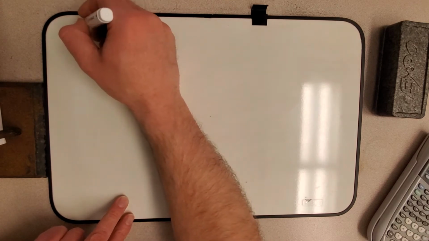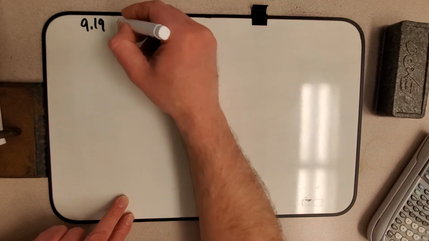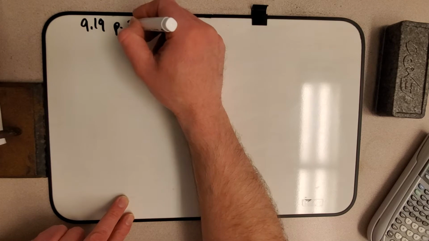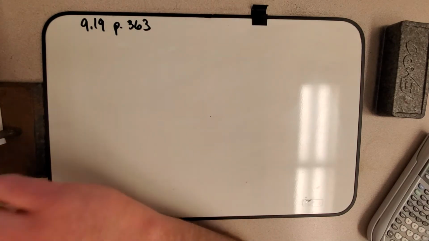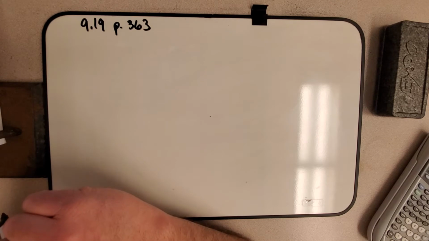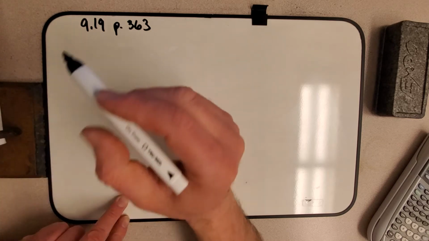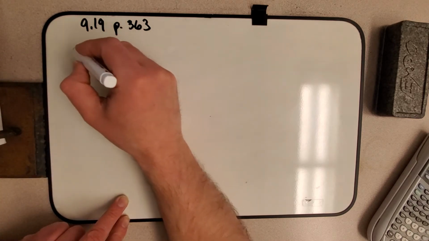All right, let's go to the example 9.19 on page 363. Let's read the question. This is what's given. The percent by mass composition data for the chlorofluorocarbon CFC-12 are as follows.